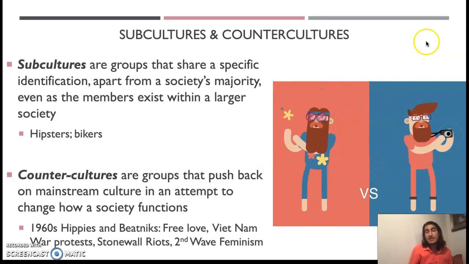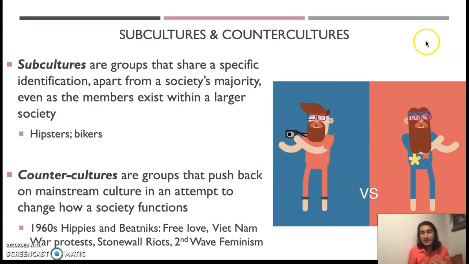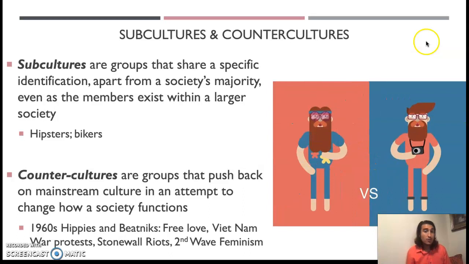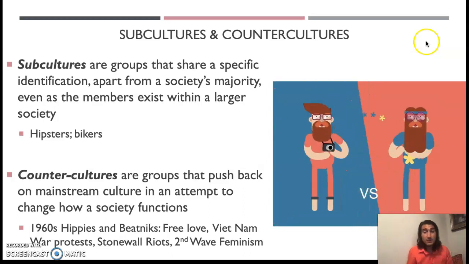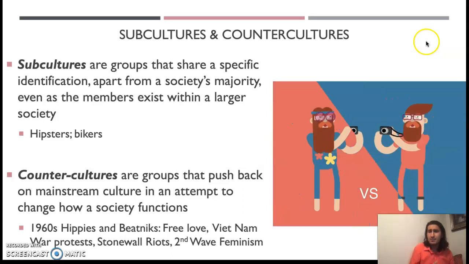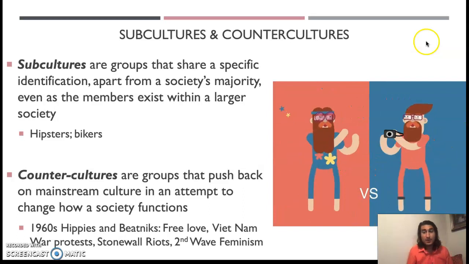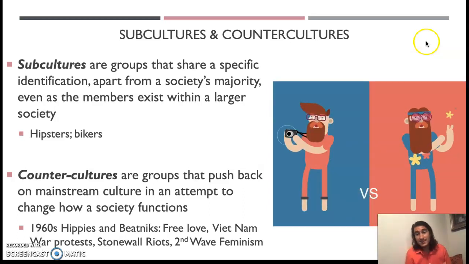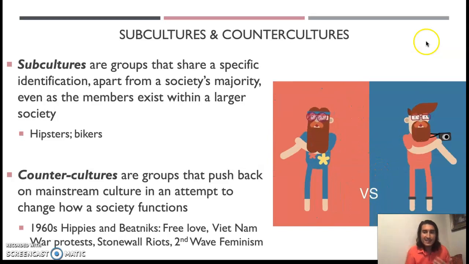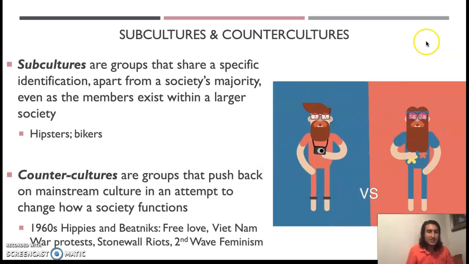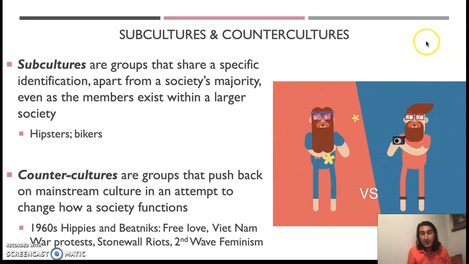So some examples of this were in the 1960s, there were hippies and beatniks, which really supported movements associated with free love. They were Vietnam protesting. They supported things like the Stonewall riots, which was an LGBT plus advocacy and rebellion to try and achieve equality for the LGBT plus community.